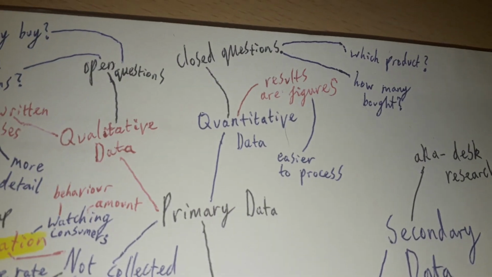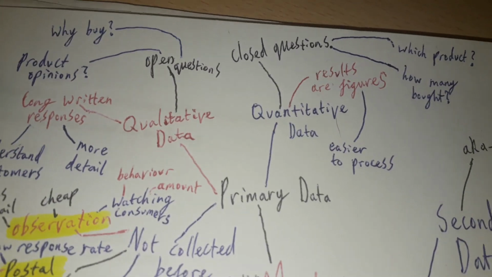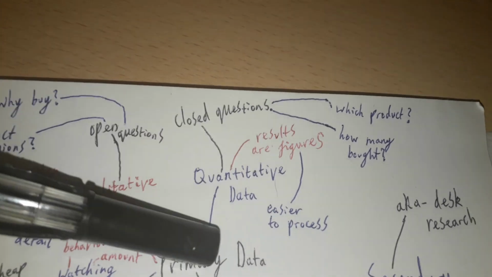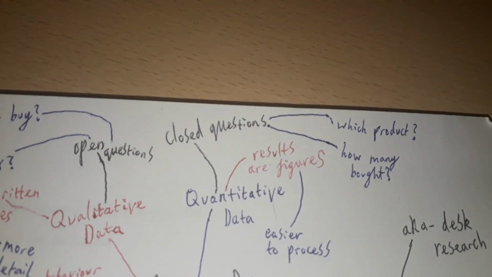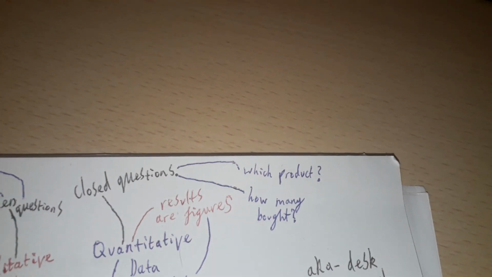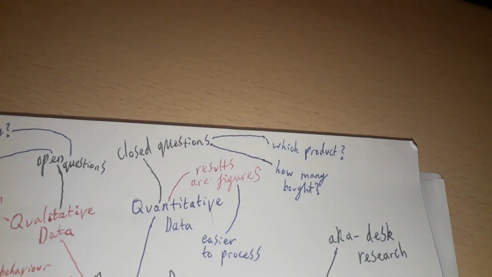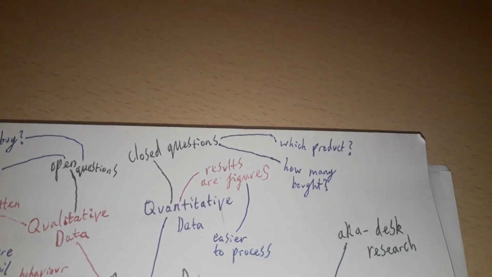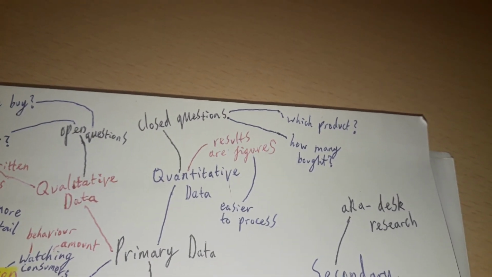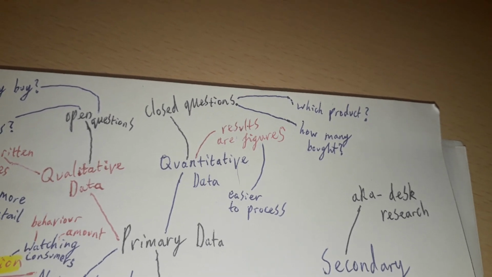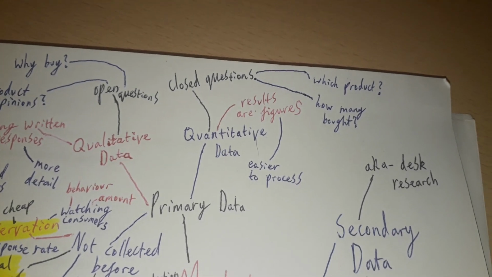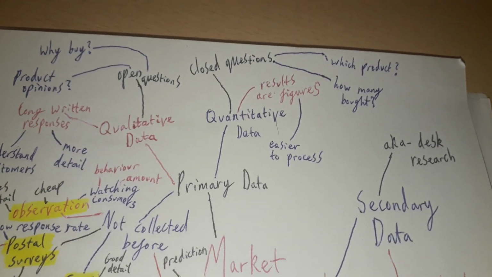Let's look at quantitative data as opposed to qualitative data. Big difference. With quantitative data, the results come as figures, so they're easier to process. You ask closed questions in surveys, like, which product did you buy and how many did you buy? These results are figures, so they're easier to use as statistics to prove things. However, they don't give any more detail. They don't actually give the reasons. That is just up to your assumption from the numbers, which is unfortunate.